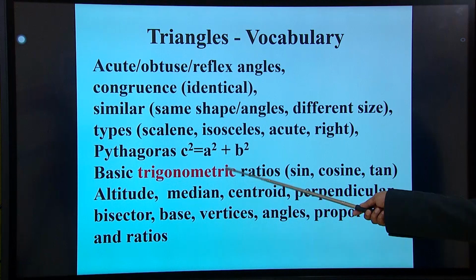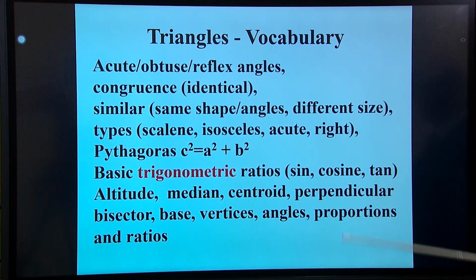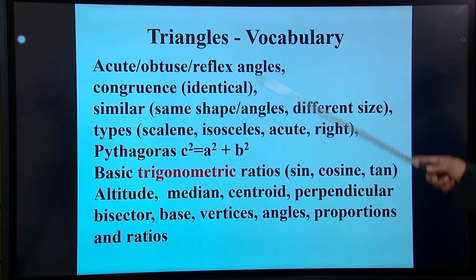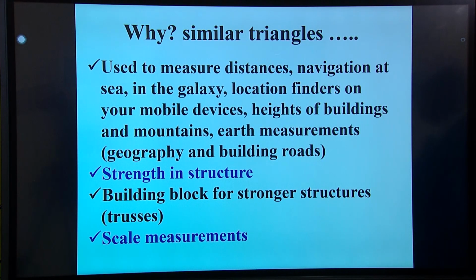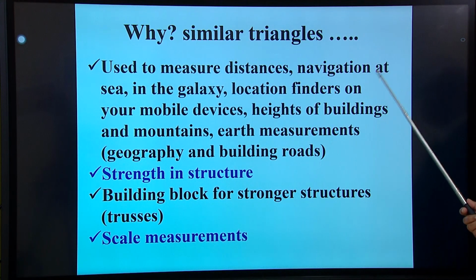Another very interesting thing here is trigonometric ratios. That's a whole different area of maths, but it is based on triangles. So we need to just be aware of all the vocabulary that we are using in maths. Now, the first question I always ask is, why do we need to study these things? Do you know, for example, measuring distances, navigation at sea, trying to find the distance between the planets in the galaxies, that little location finder on WhatsApp and Telegram? All these things are based on similar triangles. So, we use similar triangles to actually work out distances. That's one of the most important things of it.